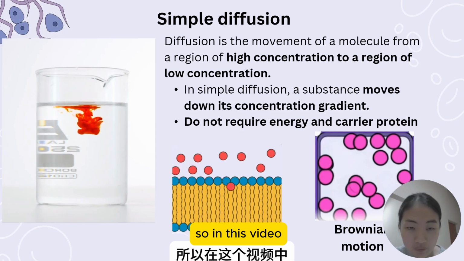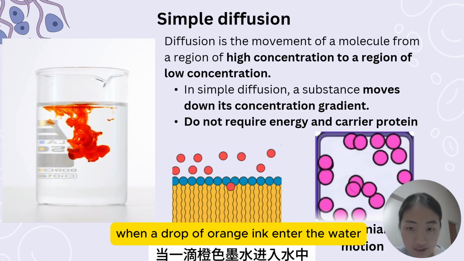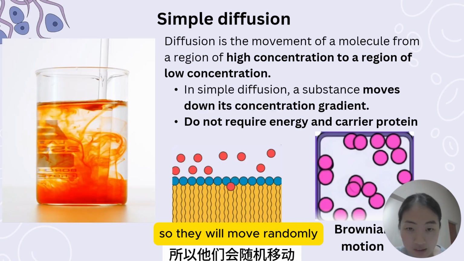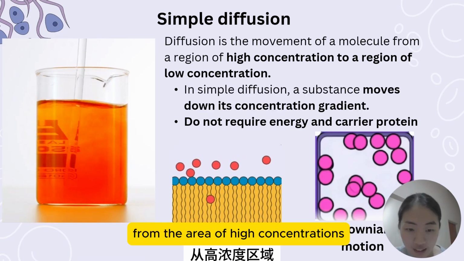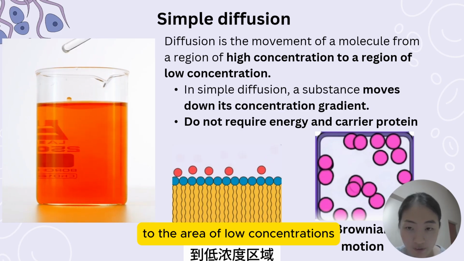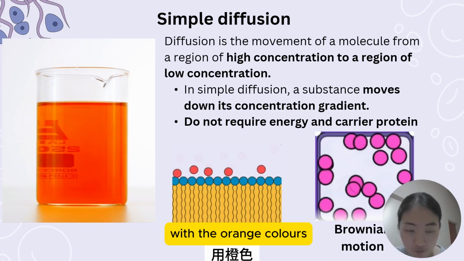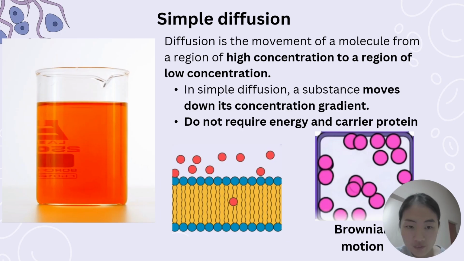In this video, when a drop of orange ink enters the water, the ink particles will begin to spread out. They will move randomly from the area of high concentration to the area of low concentration until the whole solution is evenly distributed with the orange color.